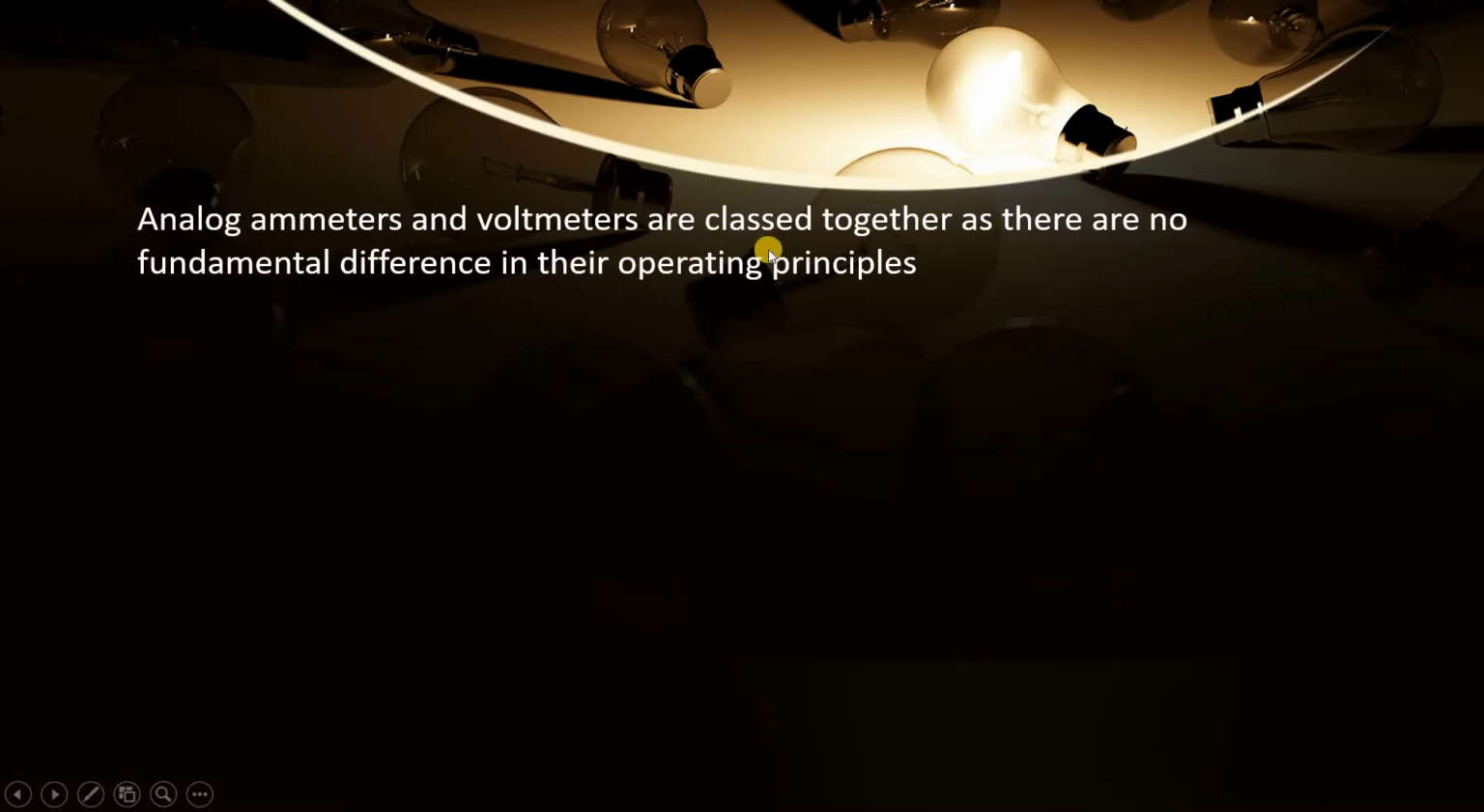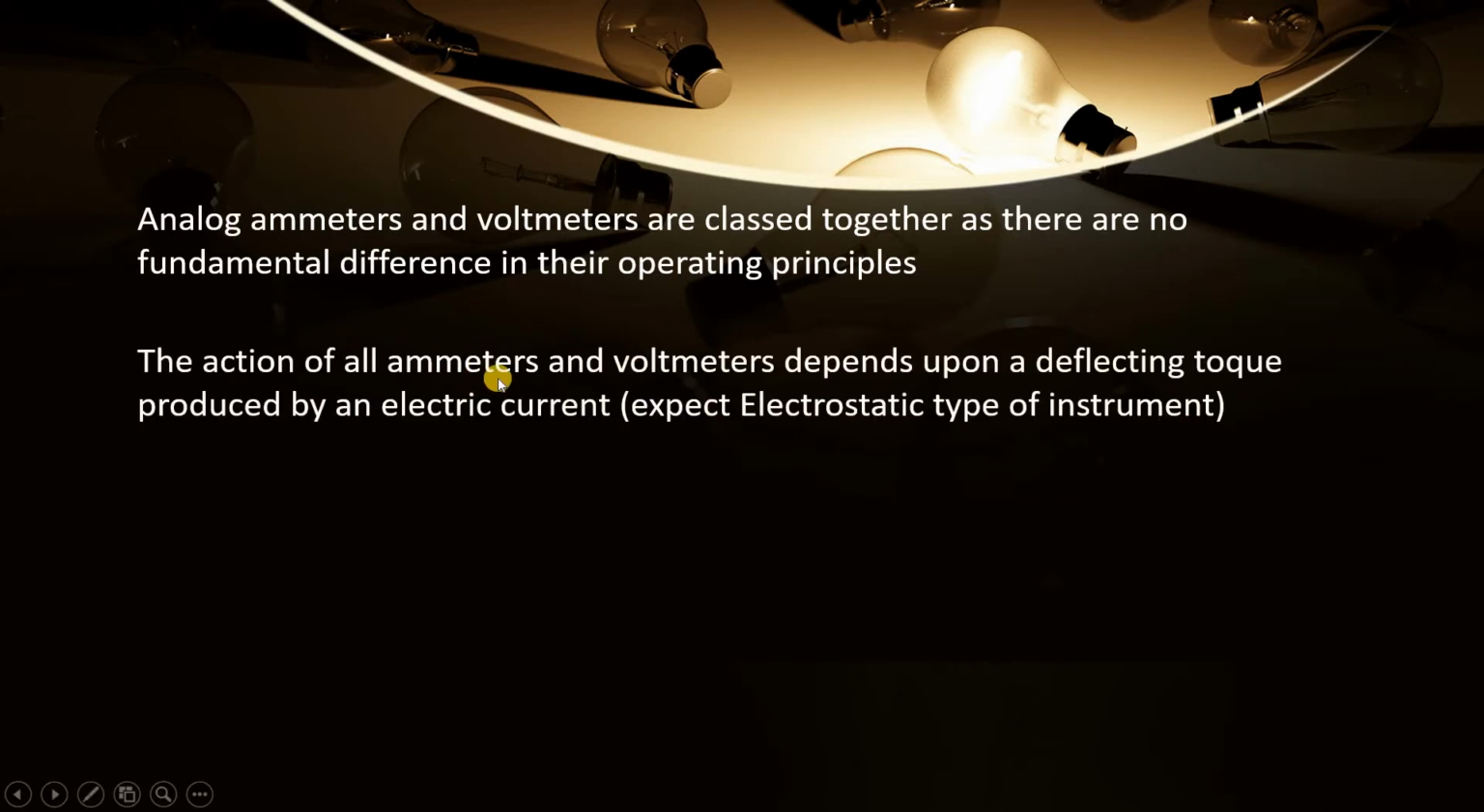Analog ammeters and voltmeters are classified together, and there is no fundamental difference in their operating principles. The action of ammeters and voltmeters depends upon a deflecting torque produced by an electrical current, except in electrostatic type instruments. So the action is the same in both ammeters and voltmeters.